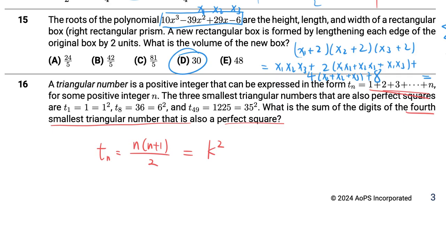Now, the first thing we can notice is that this over 2 is very inconvenient to deal with. So we can first do a case where n is even. So if n is even, n over 2 is a whole number, and n plus 1 is an integer.